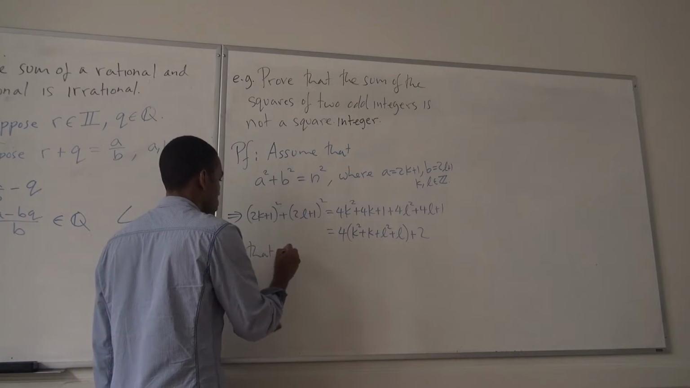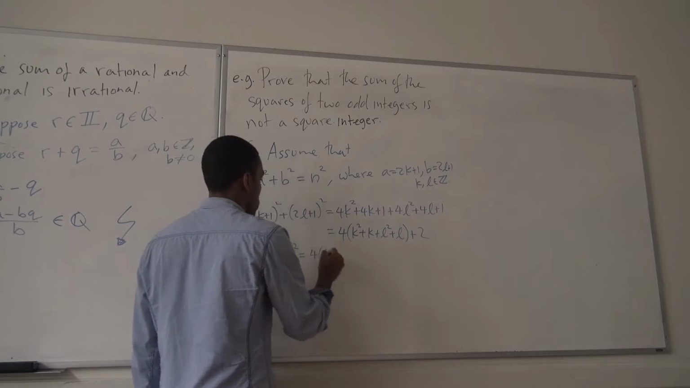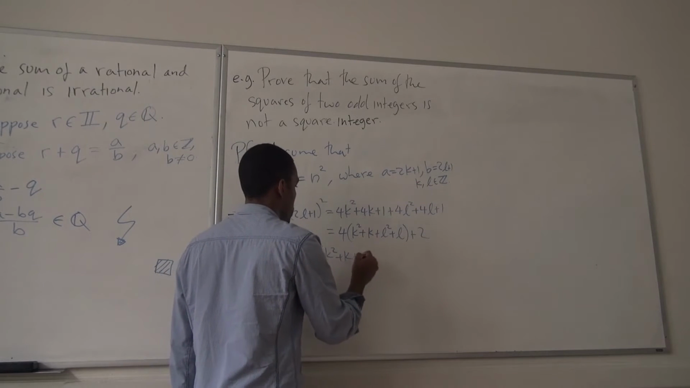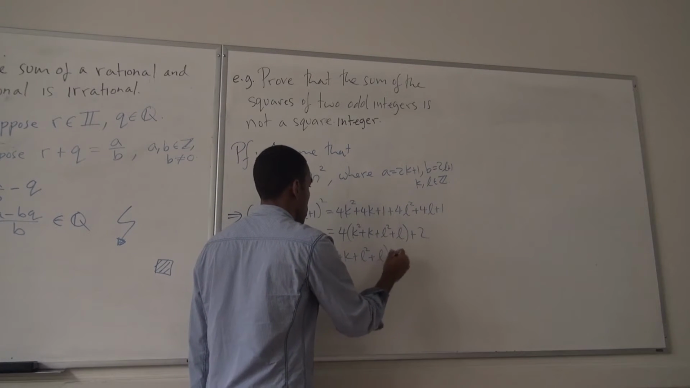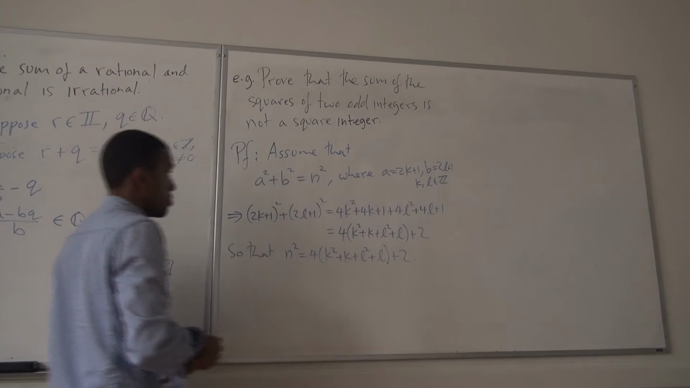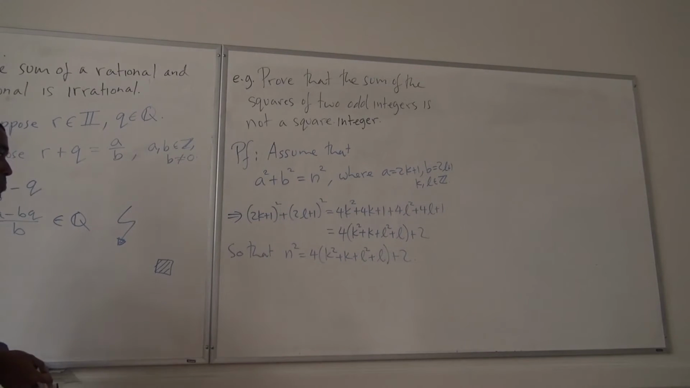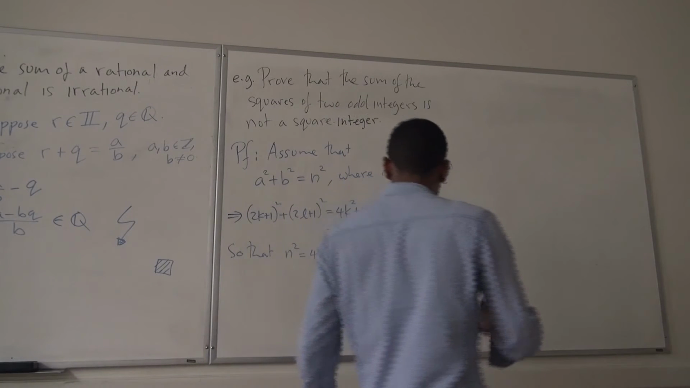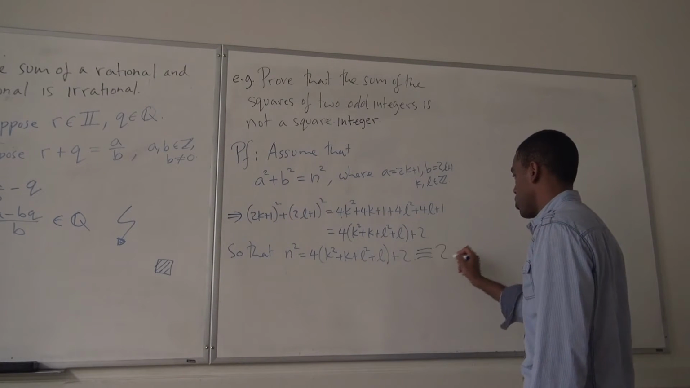So n squared is actually equal to 4 times k squared plus k plus l squared plus l plus 2. What's the contradiction? Arithmetic represents the number with the remainder: if it's divisible by 4, it will have the remainder 2. That is correct. We can notice that this is actually equivalent to 2 mod 4.